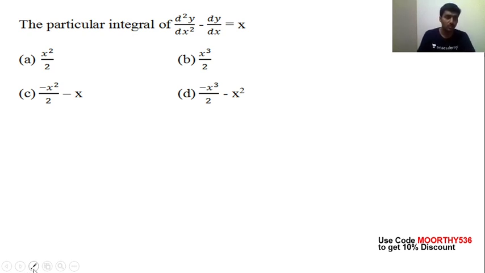Coming to this equation here, particular integral of d square y divided by dx square minus dy divided by dx is equal to x. What is the answer for the given question?